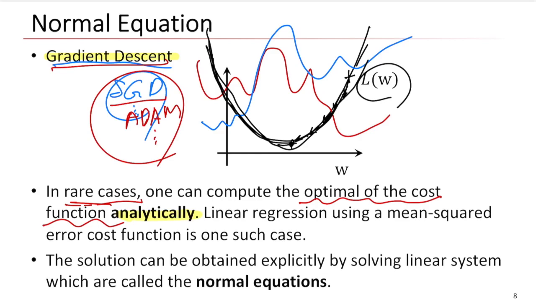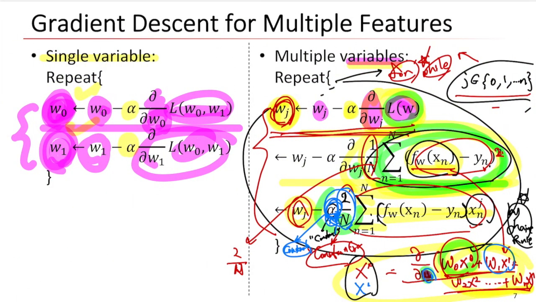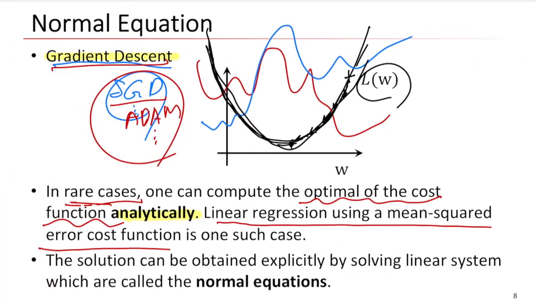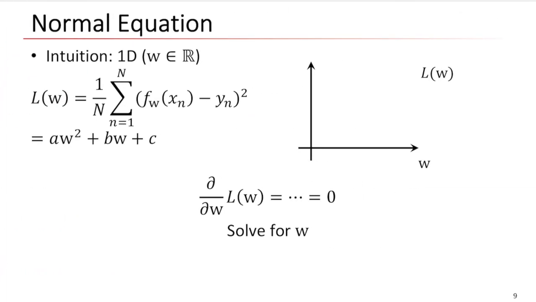analytically. What does that mean? Consider linear regression using the mean squared error cost function, what we have done so far. In this case, we can find the solution by solving a linear system, which is called the normal equation. What does that mean? Let's see the example.